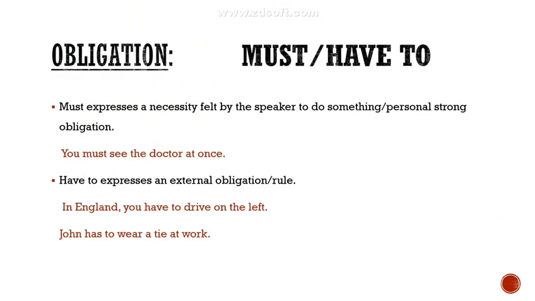To express obligation, we use must or have to. Must expresses a necessity felt by the speaker to do something, or it's a personal strong obligation. You must see the doctor at once. Have to expresses an external obligation, or when we have a rule. In England, you have to drive on the left. John has to wear a tie at work.